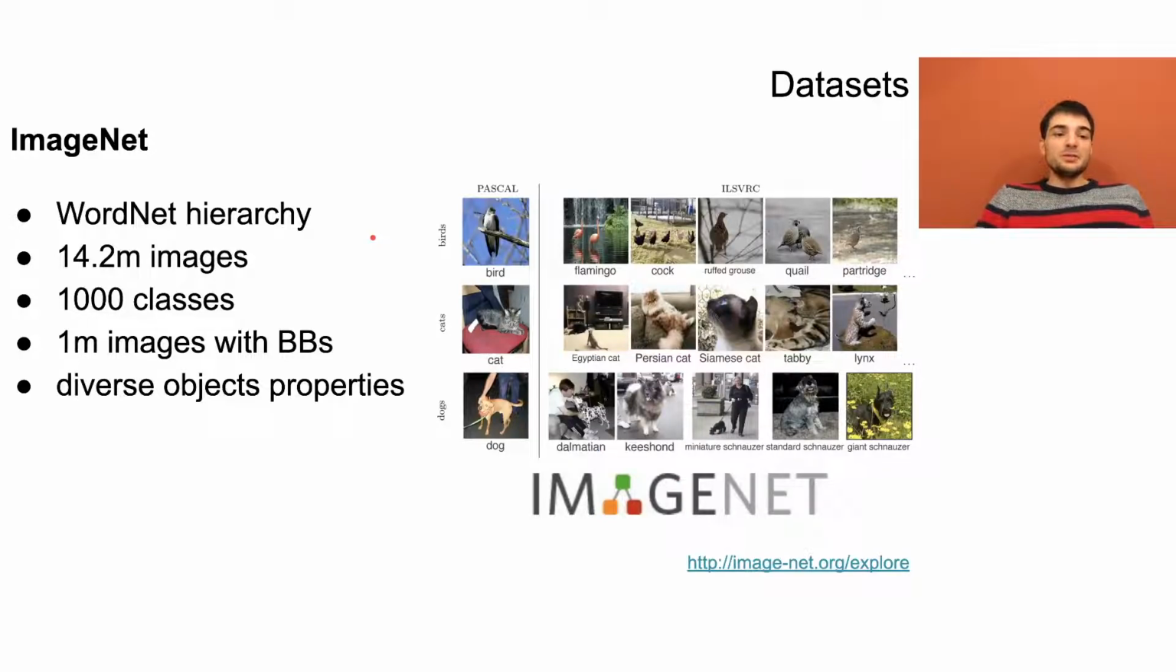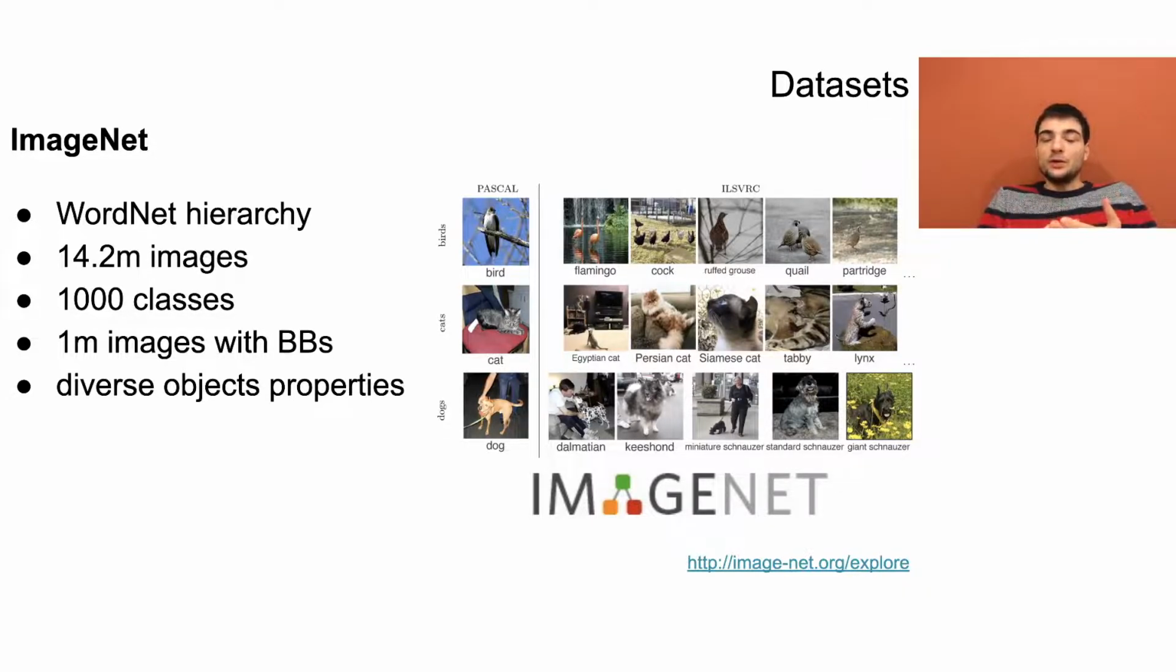And there is ImageNet, which is really popular, beautiful, and when we were speaking about AlexNet, the AlexNet network from 2012 managed to beat everything else on ImageNet. ImageNet has around 14.5 million images. It has 1,000 and later 10,000 classes. It has 1 million images with bounding boxes around different objects, and it has diverse object properties. And what's beautiful, it has the WordNet hierarchy. If you remember from the natural language processing class, WordNet is a graph connecting different entities and words with different types of relations.